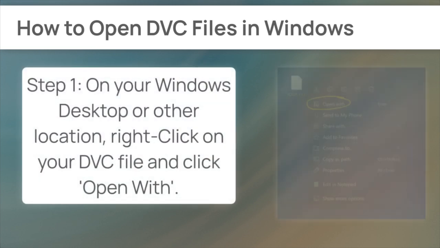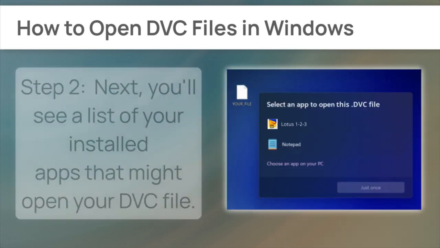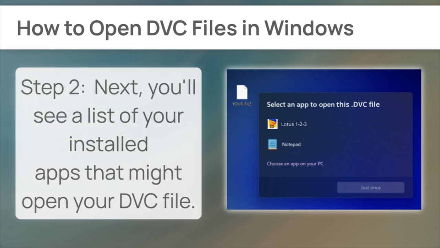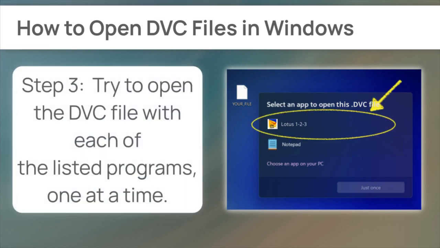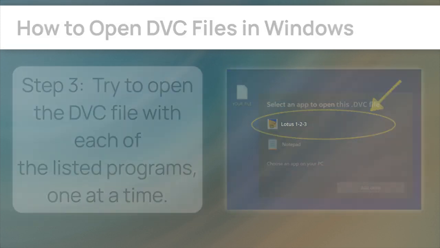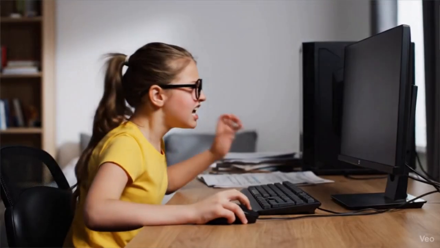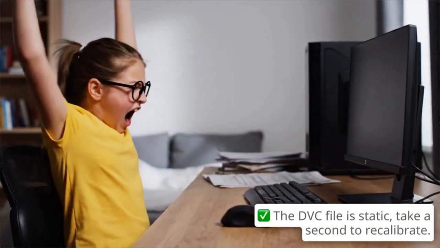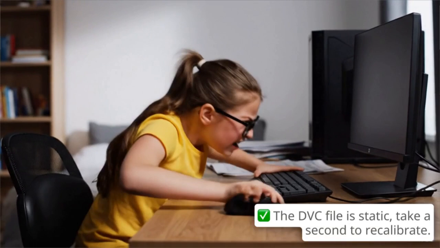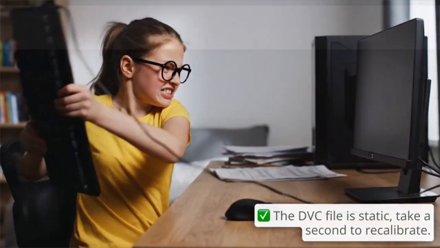Open the menu by right-clicking your DVC file and choosing Open With. Try Lotus-123 first. If it's absent, select another program. This trial and error process is essential for troubleshooting. If the DVC file is still refusing to open, it's expected. Failure of the main program tells us the DVC error is systemic. Let's not waste time. Here are 3 essential steps to troubleshoot the file right now.